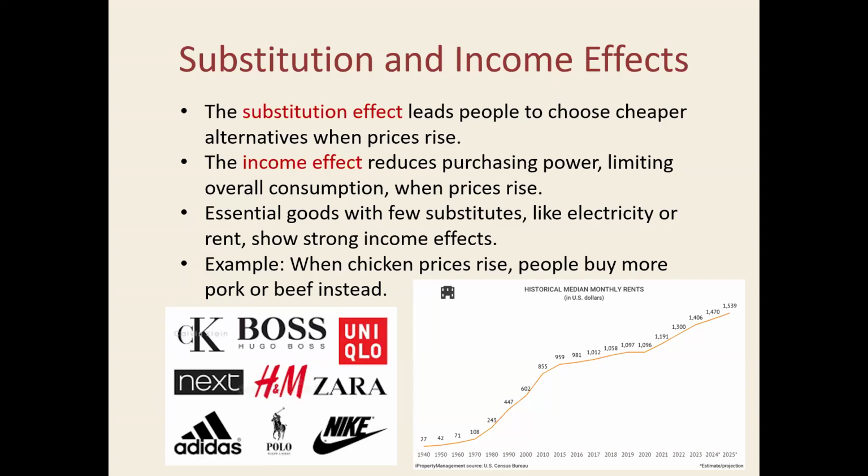But there is also an income effect. The income effect reduces purchasing power, limiting our overall consumption when prices rise. Essential goods, which are things that we need, like groceries, which have few substitutes, tend to have a strong income effect. This includes things like electricity, which we all use, and we have to use it, and rent.